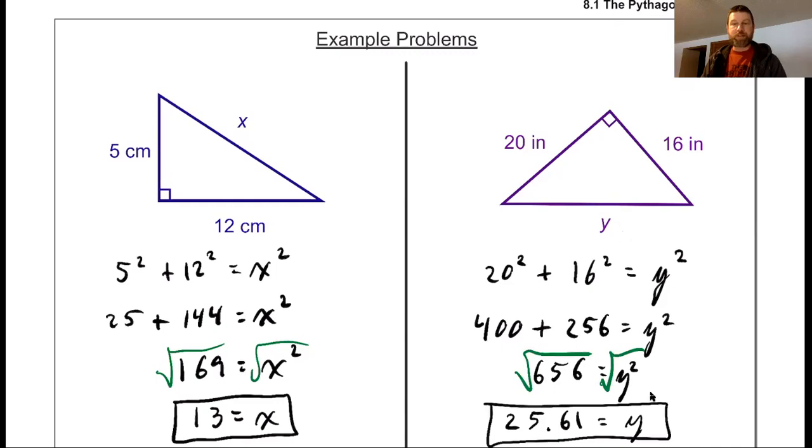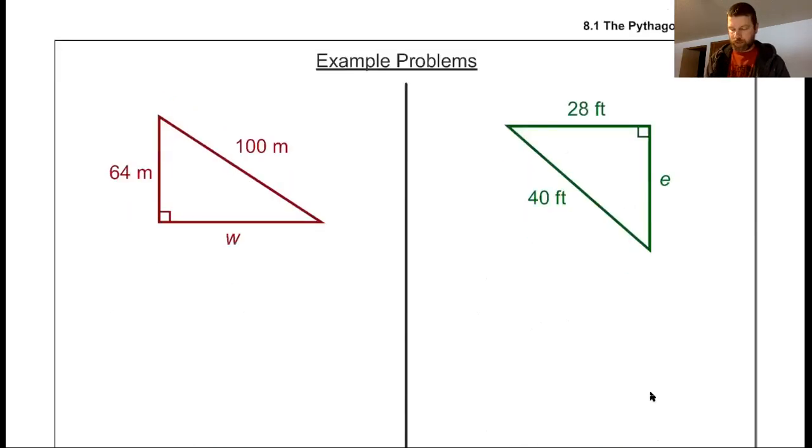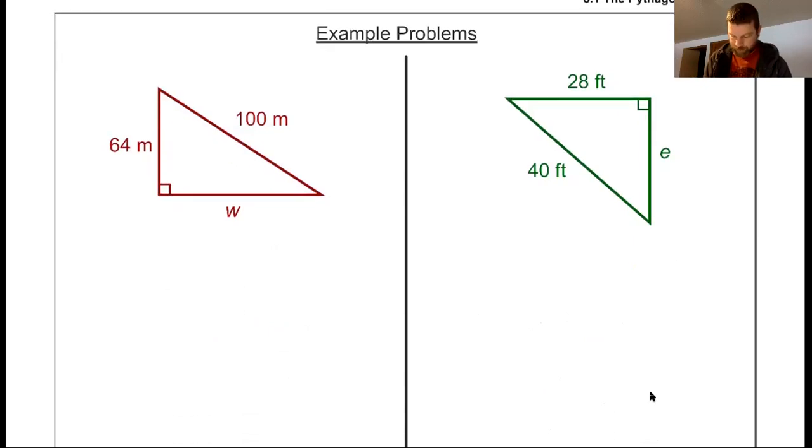All right, let's try a couple different types of problems. Here's two more. This time you'll note my c, my long side, is over there. So if you were to do this one, I have to have a squared plus b squared equal to c squared. I have to have that 100 be the c, right? The setup is important. Knowing where that long side is important. So for this one, w squared plus 64 squared equal 100 squared. Then you just do the math some more.